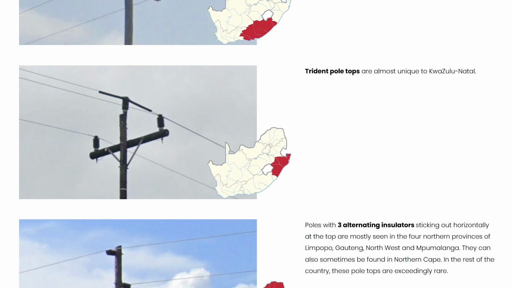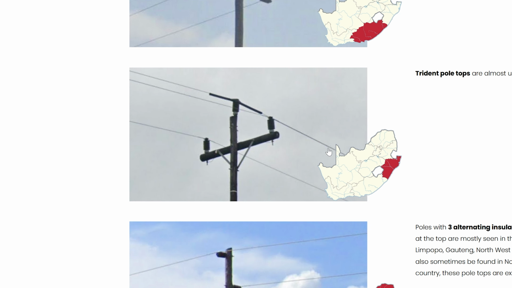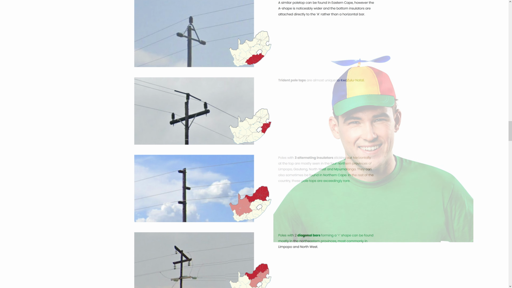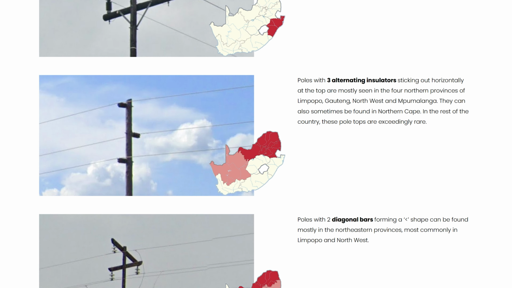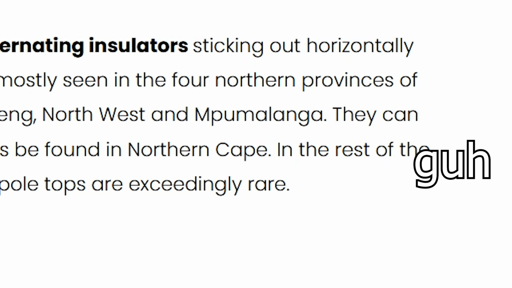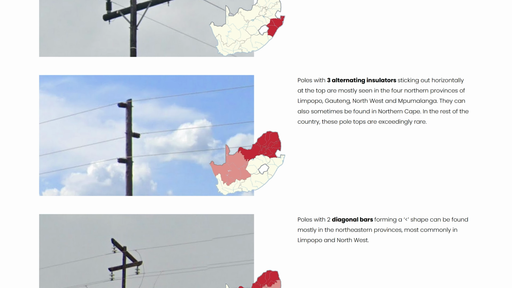We have trident pole tops that are unique to KwaZulu-Natal. So I guess if I look out for the trident and this little propeller looking thing, it looks like the propeller that's on top of those colorful hats. Okay, and we have poles with 3 alternating insulators sticking out horizontally are seen in the 4 northern provinces of Limpopo, Gauteng, Northwest, and Mpumalanga. Sometimes can be found in Northern Cape. In the rest of the country, these pole tops are exceedingly rare.